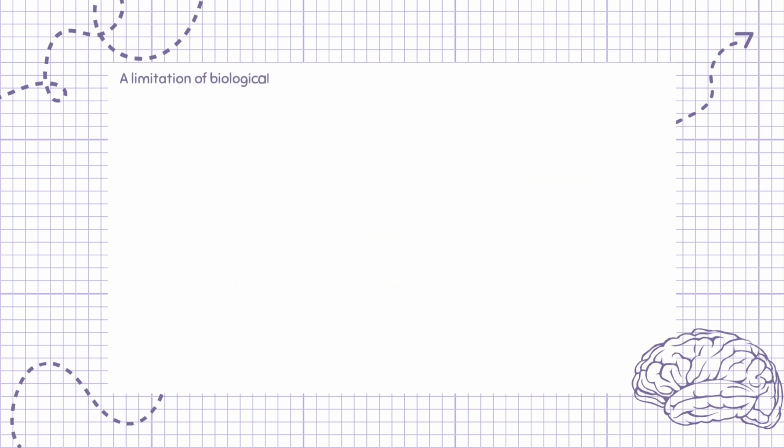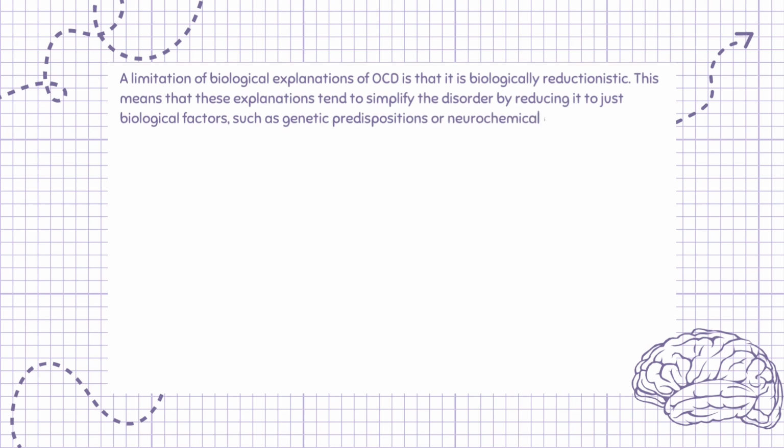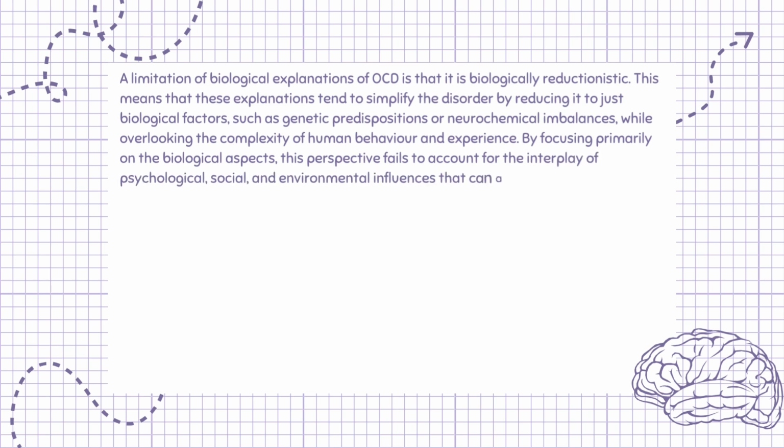A limitation of biological explanations of OCD is that it is biologically reductionistic. This means that these explanations tend to simplify the disorder by reducing it to just biological factors, such as genetic predispositions or neurochemical imbalances, while overlooking the complexity of human behavior and experience. By focusing primarily on the biological aspects, this perspective fails to account for the interplay of psychological, social, and environmental influences that can also play a significant role in the development and manifestation of OCD.